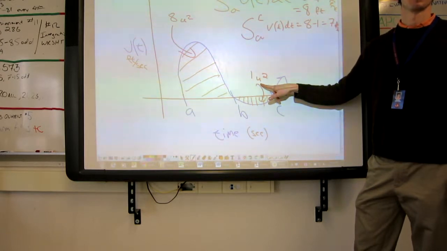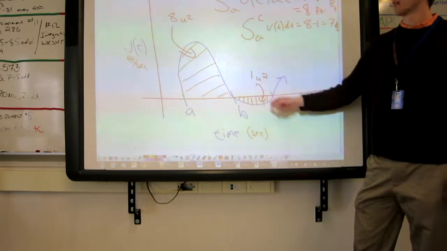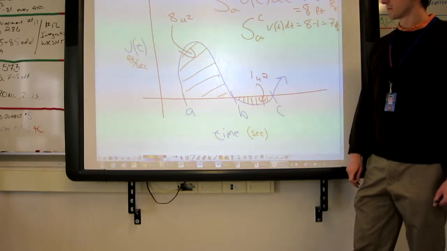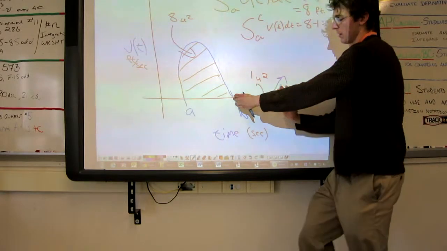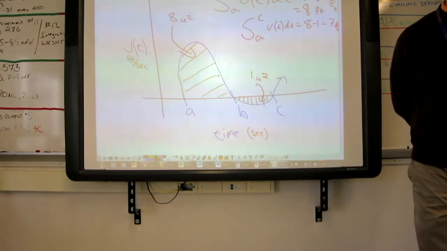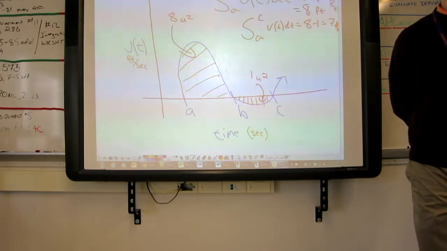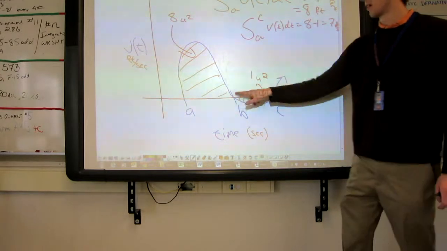Why is it -1? You're absolutely correct. You're right. So technically, okay, I'm saying this area is 1 unit squared, but if you integrated over B to C, you get -1. It's beneath the x-axis. Yes? If it was a positive number, it would be added to the 8, right? Yeah, so if this was above the x-axis.